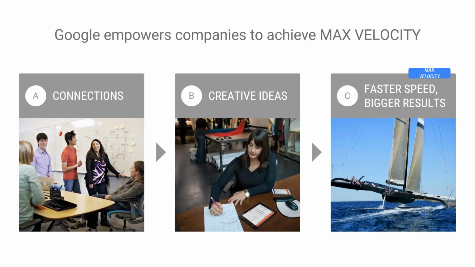Finally, bringing it back to the first slide that I shared with you all. When people are connected, they're more creative and able to make decisions faster. This means that ideas lead to transformative change for businesses in a faster way. And eventually, G Suite empowers companies to achieve maximum velocity.